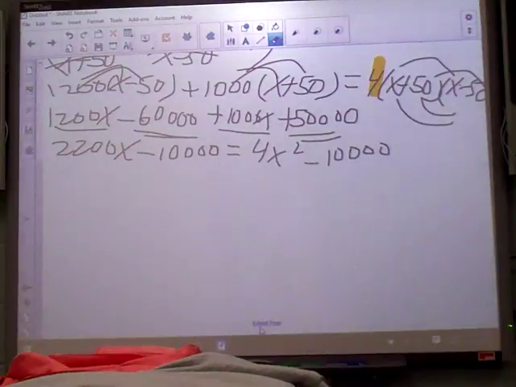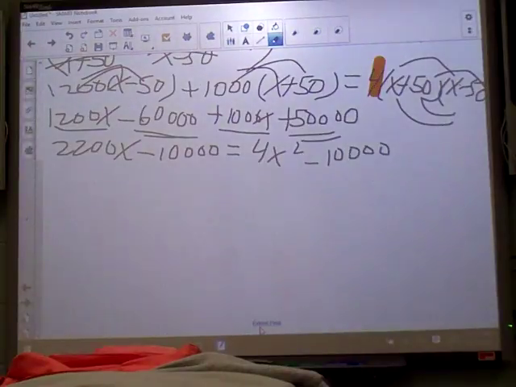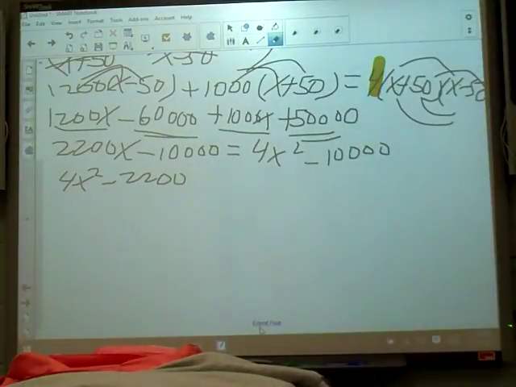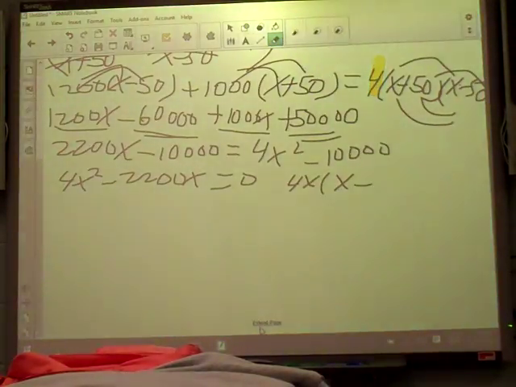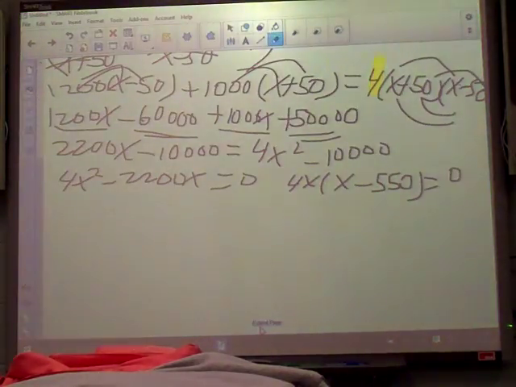So when you start moving stuff over, the good news is when you add that 10,000 to both sides, it just cancels out altogether. So I've got 4x squared minus 2,200x is equal to nothing. I'm going to take a 4x out to make my life a little simpler. I'll do that. That leaves me with x minus 550 is equal to 0.